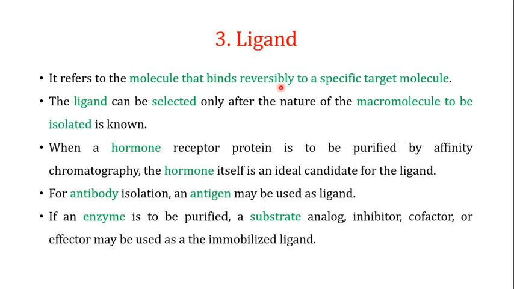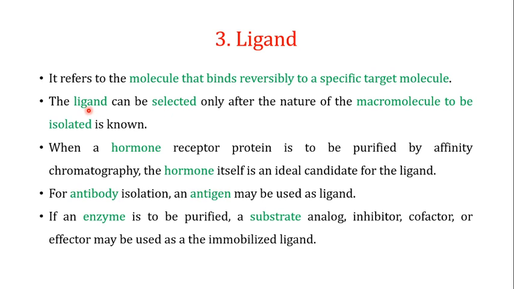The ligand you are choosing should bind reversibly to a specific target molecule, because if the ligand binds irreversibly to your target molecule, that means you cannot purify your target molecule in pure form. It will be in a mixture form with the ligand. So the ligand refers to the molecule that binds reversibly to a specific target molecule. Now the ligand can be selected only after the nature of the macromolecule to be isolated is known.